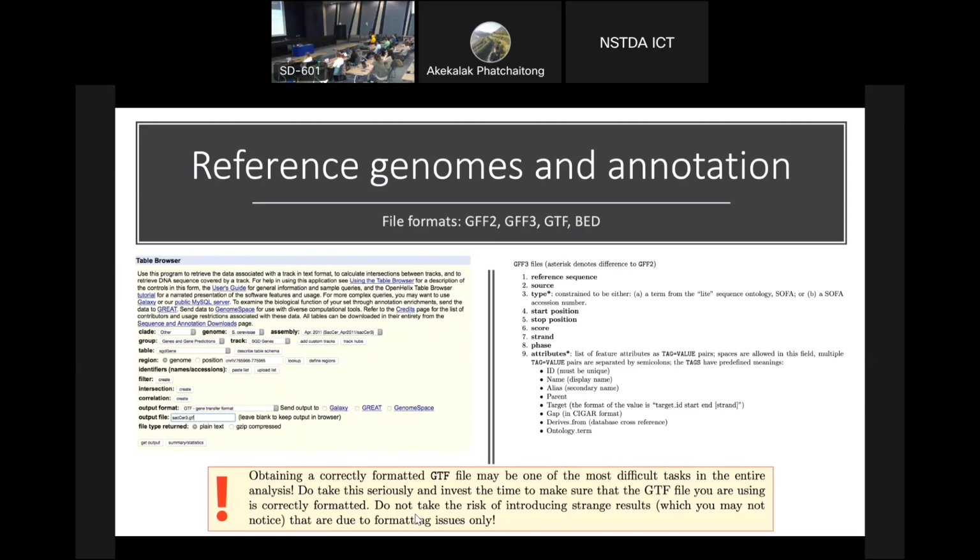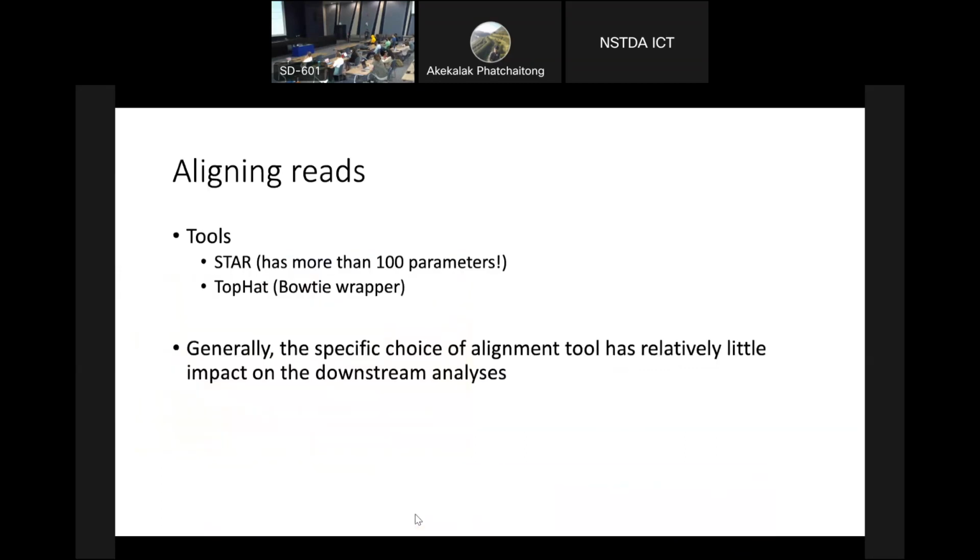Do not take the risk of introducing strange results. You have to be very careful and make sure that whatever you're downloading is correctly formatted according to what you require, and that the software is going to be able to handle this format. So do take that caution in particular. Okay, now you're ready. You have your genome data, you have your reads, you want to align them.